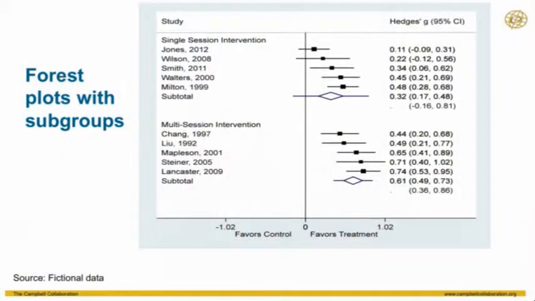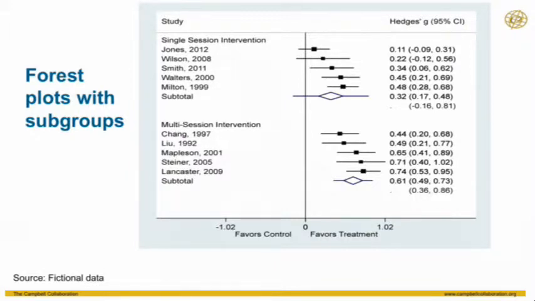This is fake data. I just made it up. So let's say that you were looking at a math tutoring intervention, and you wanted to see whether shorter, single-session tutoring programs had different effect sizes than the multi-session tutoring programs. In your data, you may have a dummy variable indicating whether it was a single or multi-session intervention.